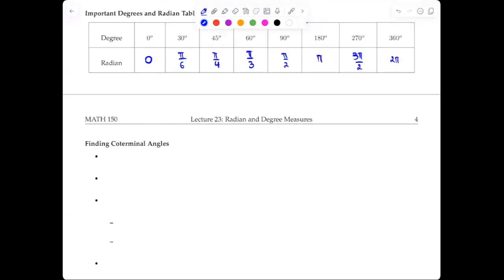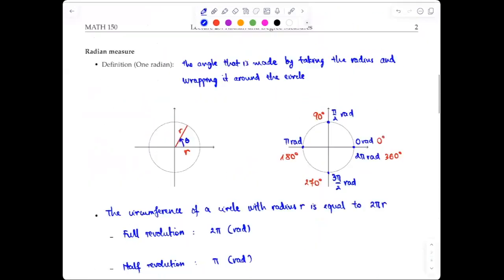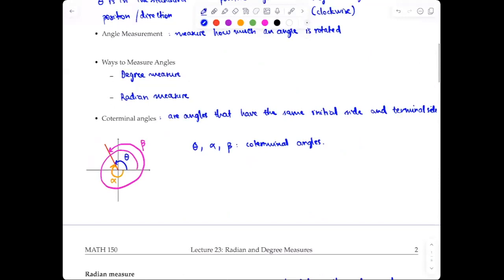Right, so finding coterminal angles. Again, let me show you the definition of coterminal angles. Coterminal angles are angles that have the same initial side and terminal side. There are infinitely many coterminal angles, but for the last page, the work we're going to do, we focus on restricting ourselves between 0 and 2 pi, so 0 and 360 degrees.